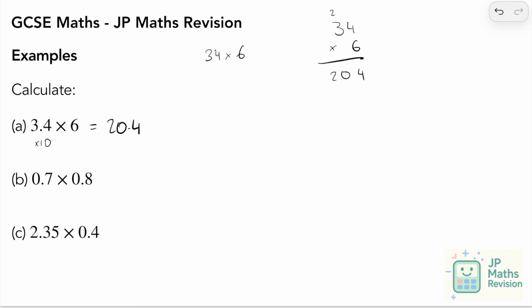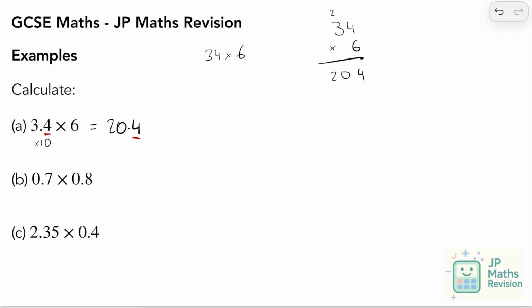There's actually a number of ways you can find where the decimal place goes at the end. Another way is to count how many decimal places are in the question. In this case, we have 1 decimal place in the question, so our final answer is also going to have 1 decimal place.